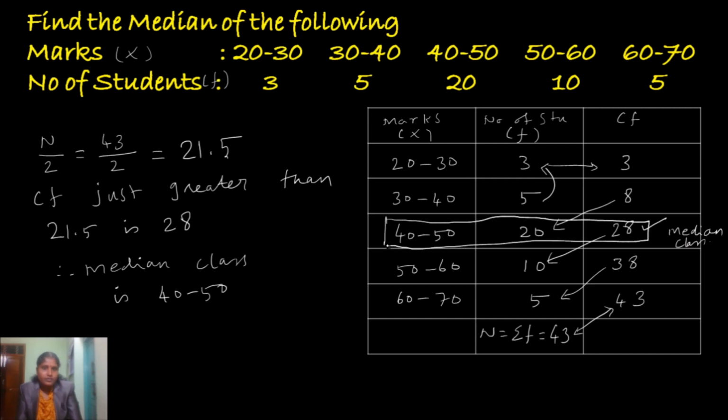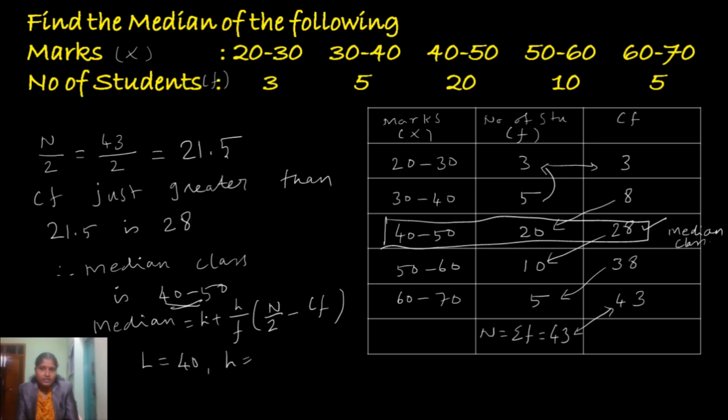Now let's make use of the formula to calculate the median. For that, we need the value of L. Median is equal to L plus h by f times n by 2 minus CF. Here L is nothing but the lower limit of the median class. So this is the median class. Here 40 is the lower limit, 50 is the upper limit. So L is 40.